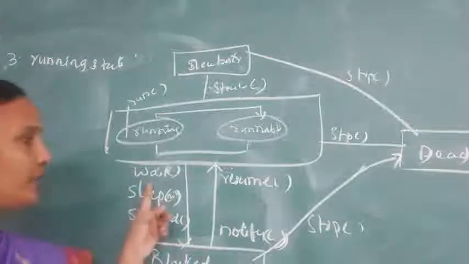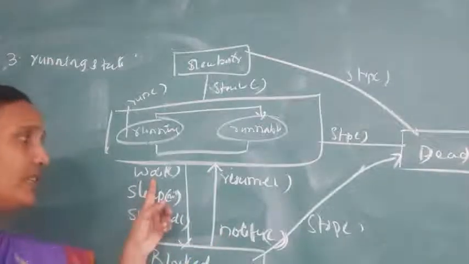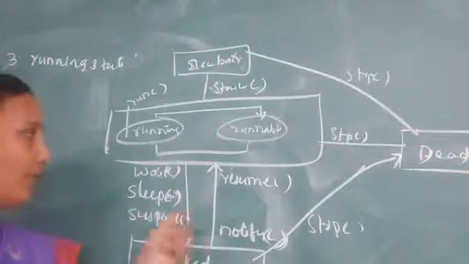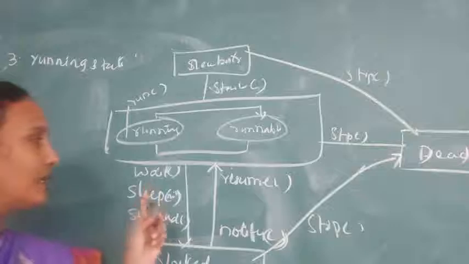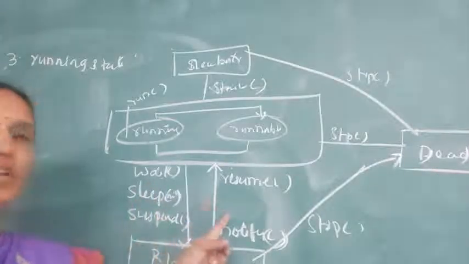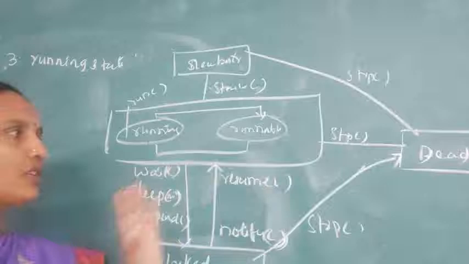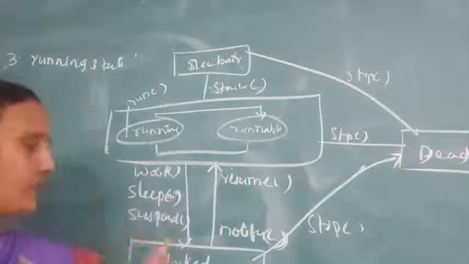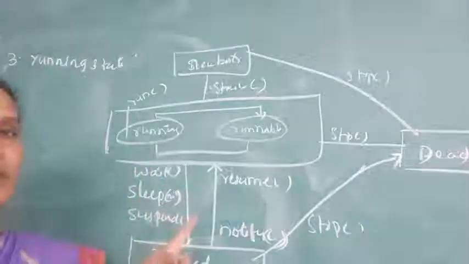For the wait method, you need to give notify. Whichever thread is in a waiting state, you can wake up by using notify. Sleep method means when you call the sleep method, after the time is over, the thread moves from sleep to awake. And next is suspend. You need to use the resume method in order to get the thread back into a running state. So these are the different methods available in a thread life cycle.